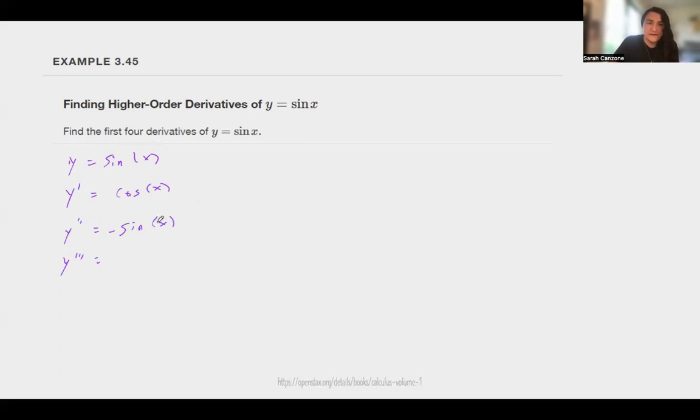Now we have negative sine of x. Well, the derivative of sine is just cosine, but we have a negative there. So we bring the negative down. That's just the negative cosine of x.